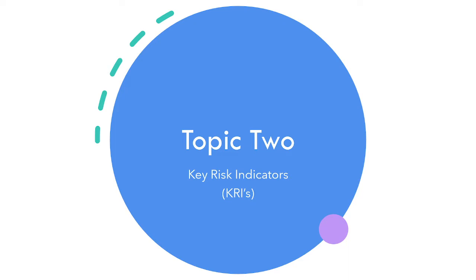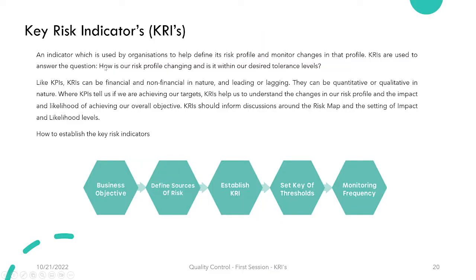We are now talking about topic number two, which is key risk indicators, KRIs. As you know, we finalized our topic number one, which is key performance indicators, KPIs. Let us start with our next topic, KRIs. We're going to start with the definition of the key risk indicators, KRIs.